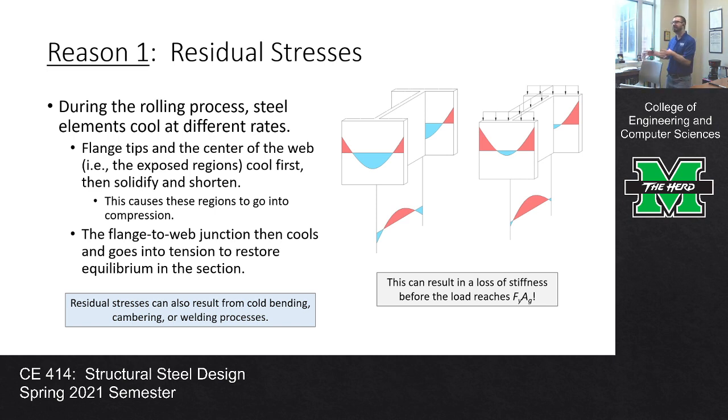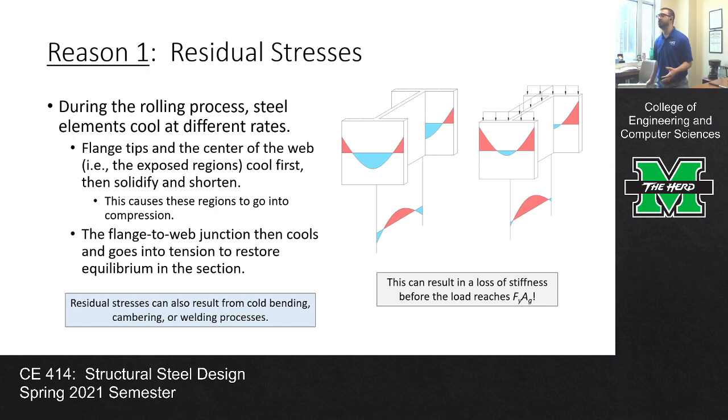Well, you've got different elements cooling at different rates. What happens is you start to lock in some stresses. The tips and the exposed regions cool first and they start to lock compression inside them. Then when the other parts cool, they have to lock tension inside them so that it can reach equilibrium. You can't have a column where some of it's experiencing compression and some of it's experiencing tension, and those two forces don't cancel each other out. If they didn't cancel each other out, the column would be running away from you. So they have to balance each other out, but there is compression and tension locked into the section, okay?